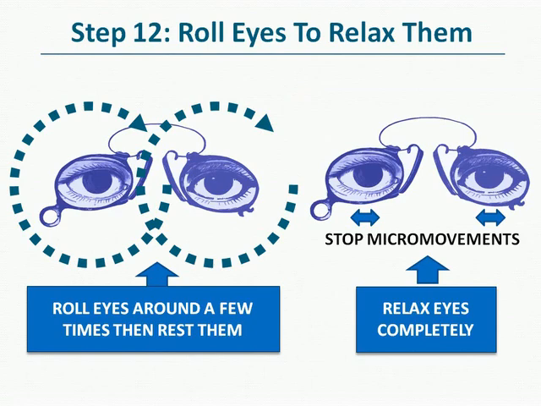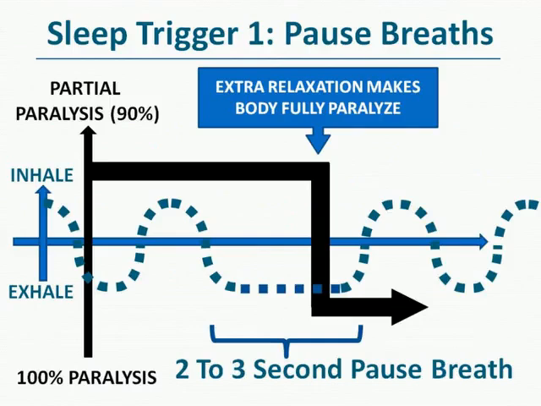This brings us to sleep triggers, which are used to convert partial paralysis into full paralysis. The first trigger is pause breaths. When you reach 90% paralysis, the reason the body doesn't go into full paralysis is it has a little bit of doubt about just how asleep the mind really is. This is because of latent muscle tension.